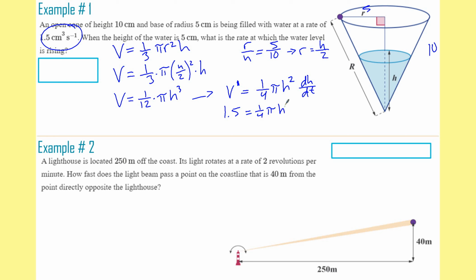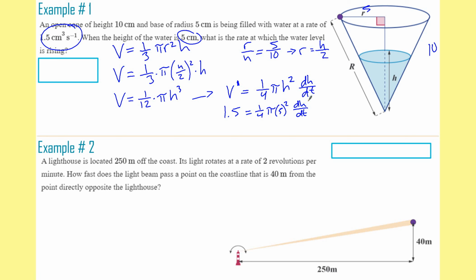So now, oh, I was wondering, I was like, I can't solve that. I'm thinking, what am I missing here? We also have, when the height of the water is 5 centimeters, what is the rate at which the water level is rising? So now this h right there is supposed to be a 5. So now you're getting that derivative by itself, or this dh over dt, because you want to know what's the rate at which the water level is rising.